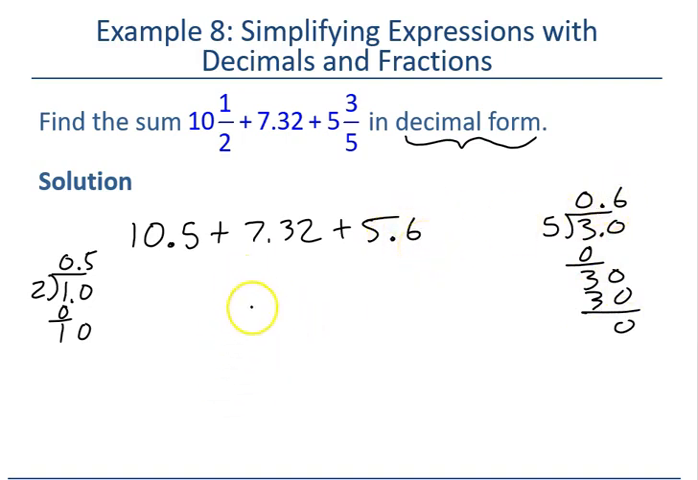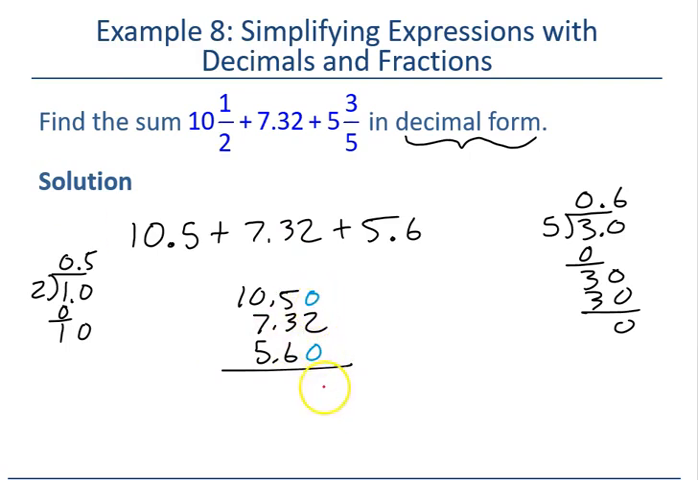5.6. Now I can just add all these up. So I got 10.5, 7.32, notice I'm lining up my decimals. I got 5.6, okay? And if you need it, I can go ahead and throw in some zeros here, so that way you can see that everything's lined up. And let's go and add everything up.